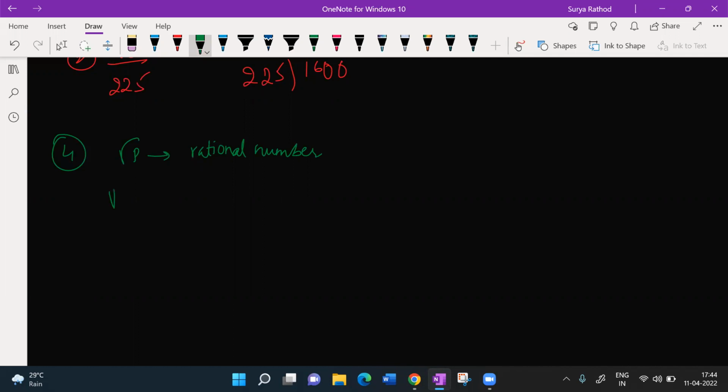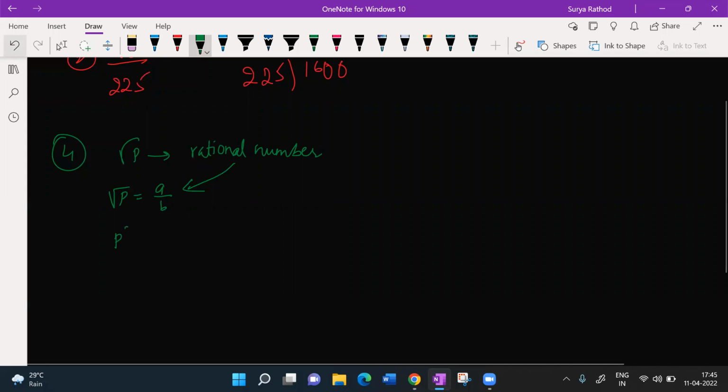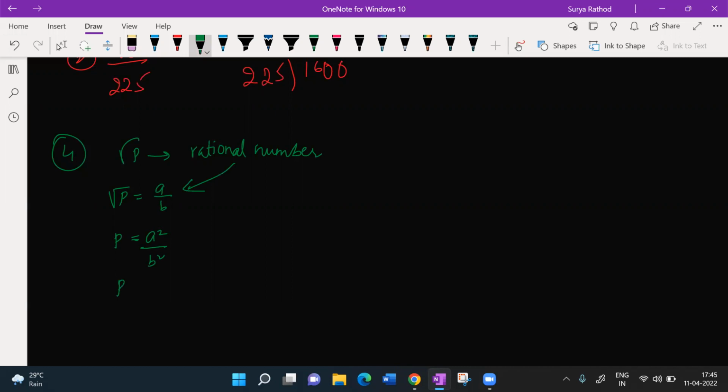Okay, and we took root P as something. Anything you take it as a by b, equate it. The rational number is nothing but p by q form. We can write it as, squaring on both sides. So squaring on both sides, what you have to do? P is equal to a square by b square. Okay, P dividing what now? Look at this here. b square as well as a square is equal to P b square.